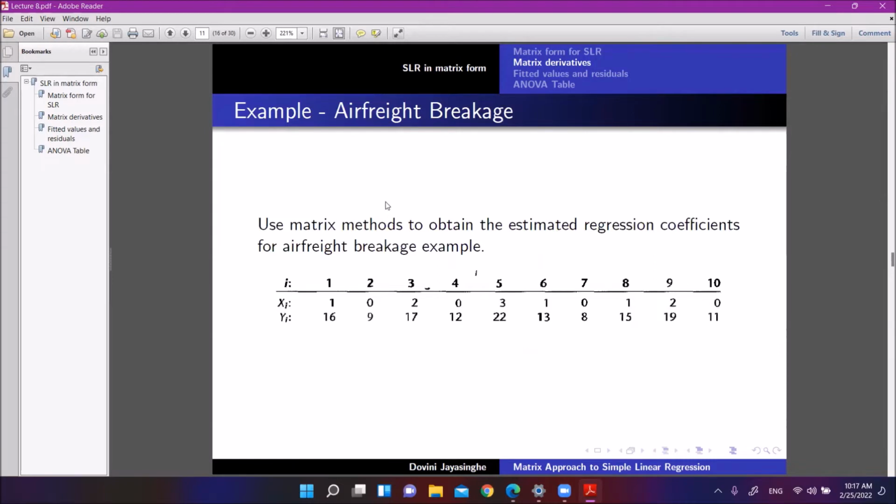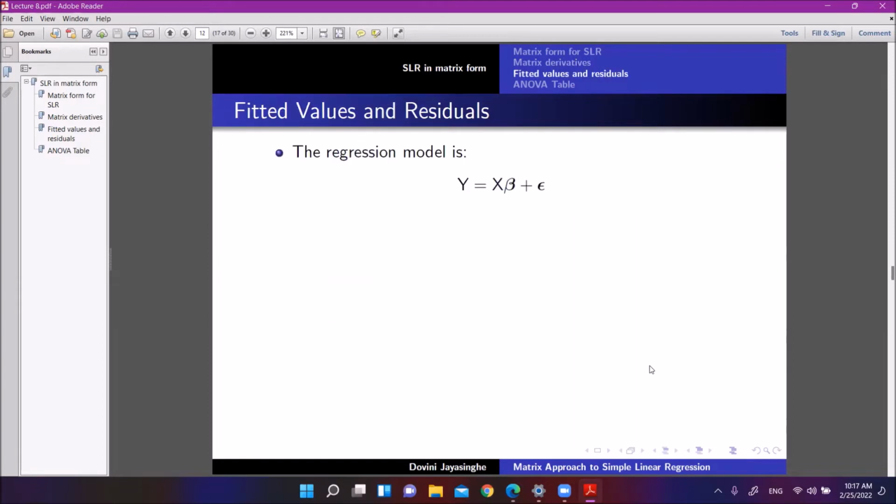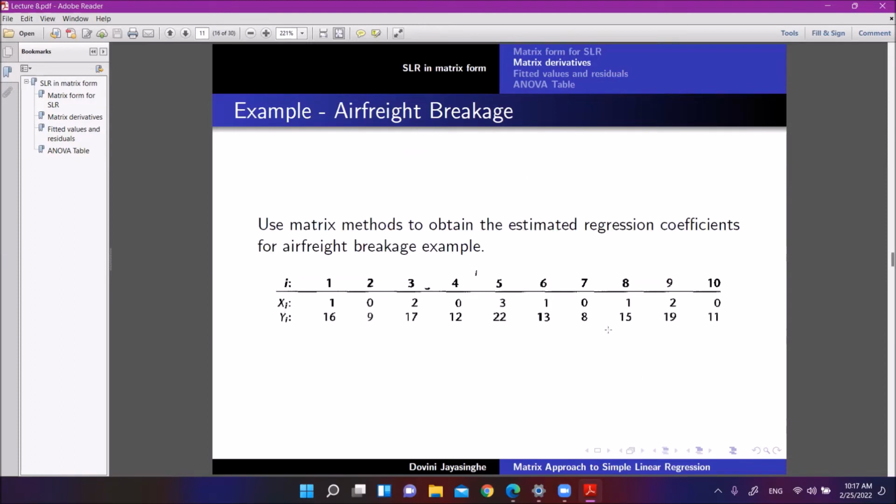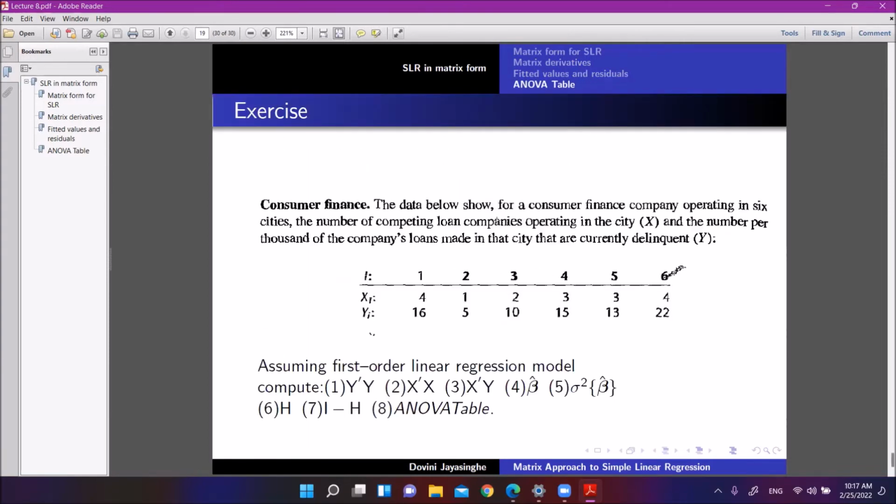Okay. So use matrix methods to obtain the estimated regression coefficients for the AR freight break-in example. This is the data set. Before going on to this, let's discuss this example. You can slowly do this with me so that you can practice, but at the same time you can watch this and do it later on, because there is an exercise for you all to practice. At the very end of this, you are asked to compute these things.